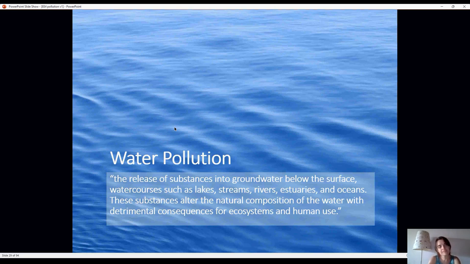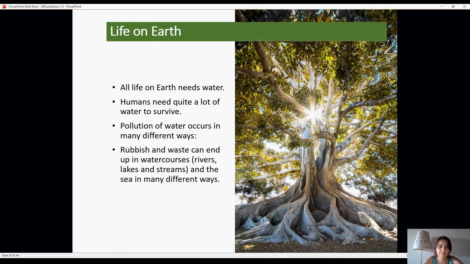One of the big differences between air and water, of course, is that there are a whole set of ecosystems which are based on water. It goes without saying that all life on Earth needs water in some form. We actually need quite a lot of water, so water is very important for us. Having access to clean water is one of the key aspects of development projects in developing countries, because many, many people, we may take it for granted, don't have access to clean water for drinking or for their daily activities.